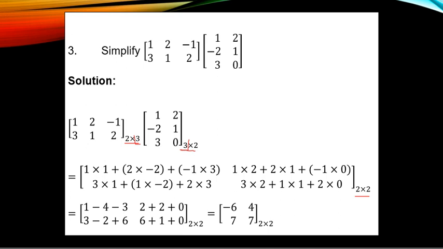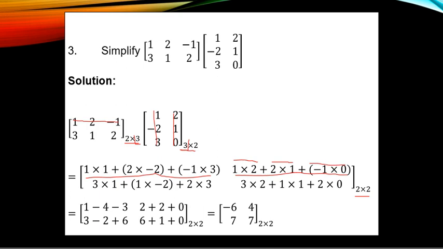So after that, you take the first row to multiply the first column, and you have this result, entry by entry. The same first row times the second column, you have this result, entry by entry, that is 1 times 2. You have this, 2 times 1. You have this, minus 1 times 0.